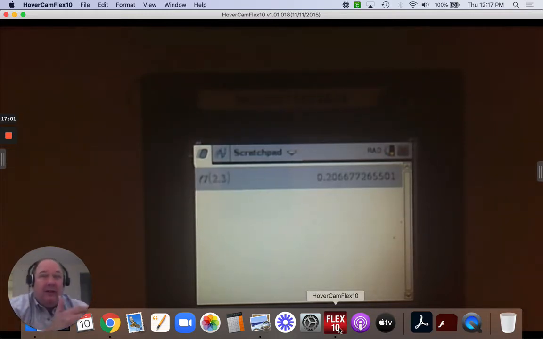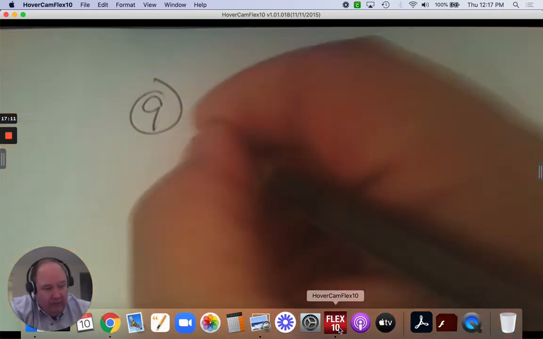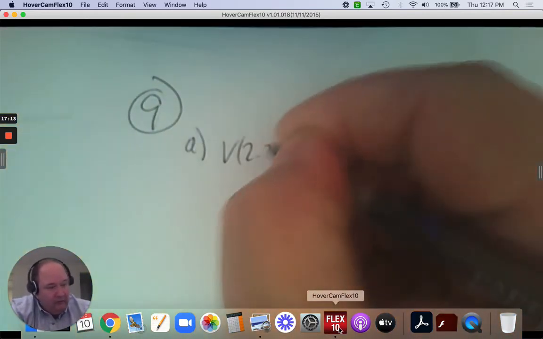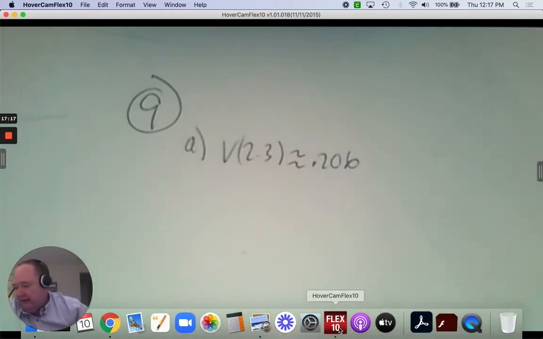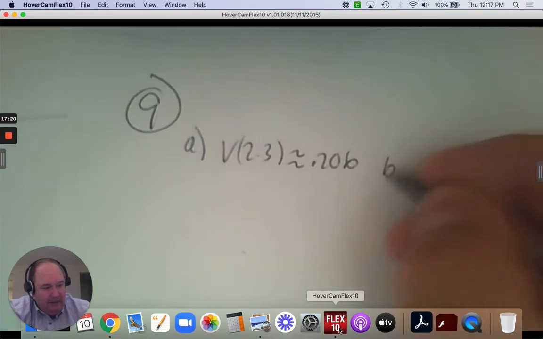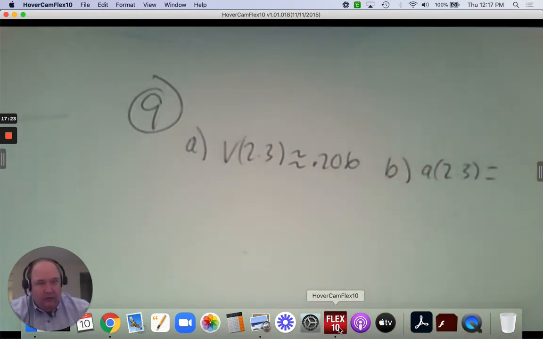So it makes it a lot simpler if there's multiple questions on the same equation. Define the equation, and then it's a lot quicker to work with our calculator. So the answer here for A, what's the velocity at 2.3? And the answer is 0.206. You can just truncate. In part B, it says, what's the acceleration at 2.3?